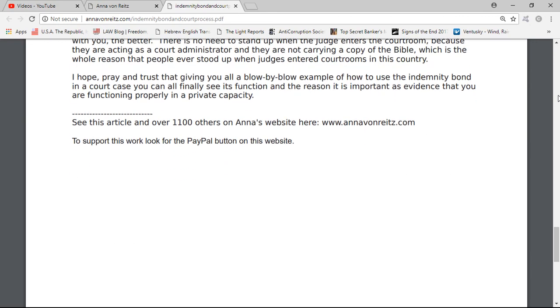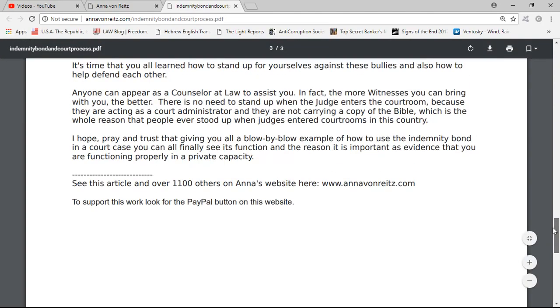I hope, pray, and trust that by giving you all a blow-by-blow example of how to use the indemnity bond in a court case, you can all finally see its function and the reason it is important as evidence that you are functioning properly in a private capacity. Sometimes I get a little tongue-tied there.